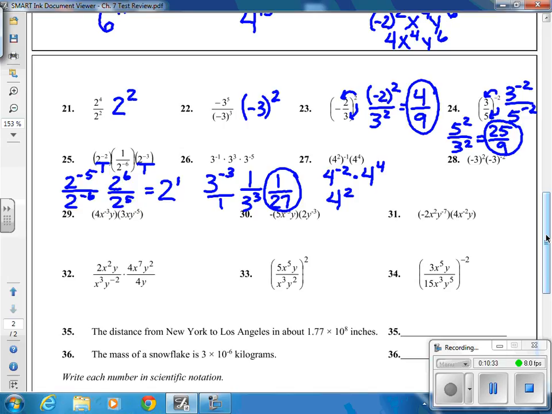All right, for number 28, they have a base of negative 3 in parentheses, so we can keep the base and we can add the exponents. 2 plus negative 2 is going to give you 0. Remember, any non-zero number to the 0 power is 1.